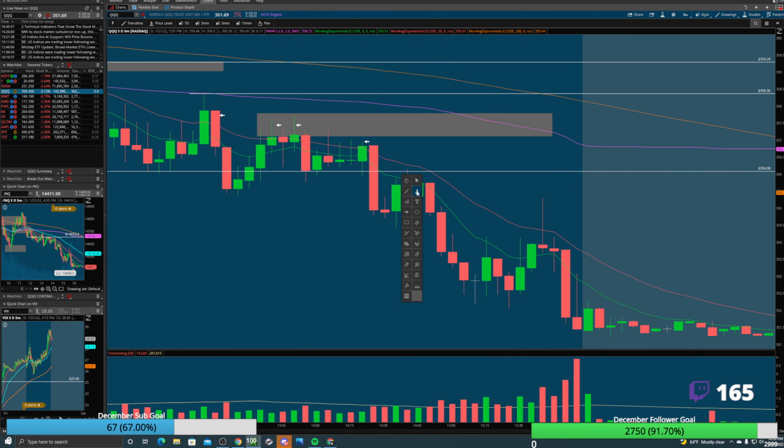All those upper wicks. You can also see where the shorts set their ask. They set their limit. Nothing closed above that. That's a very bearish signal.